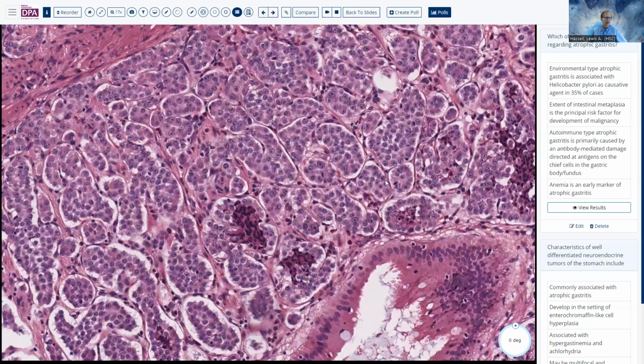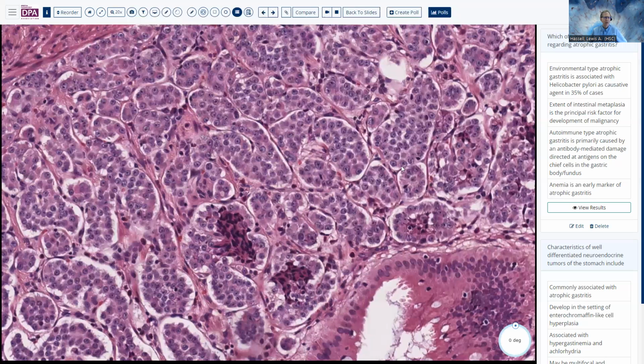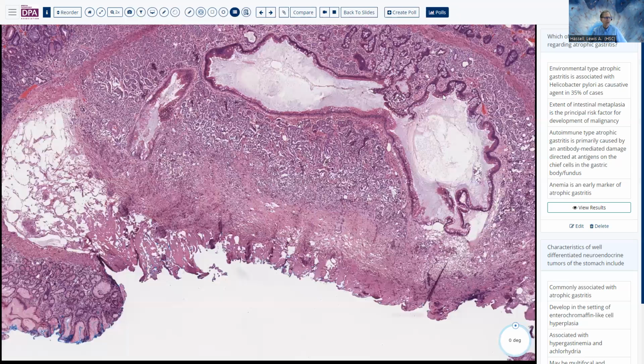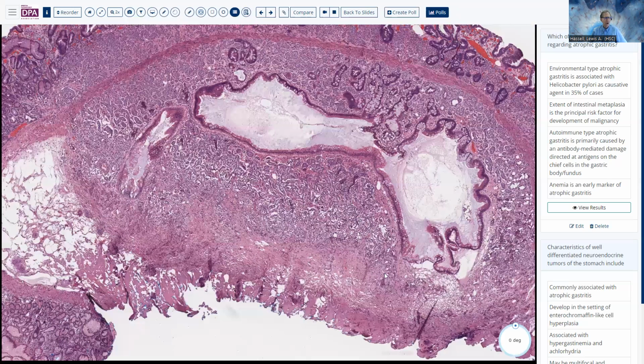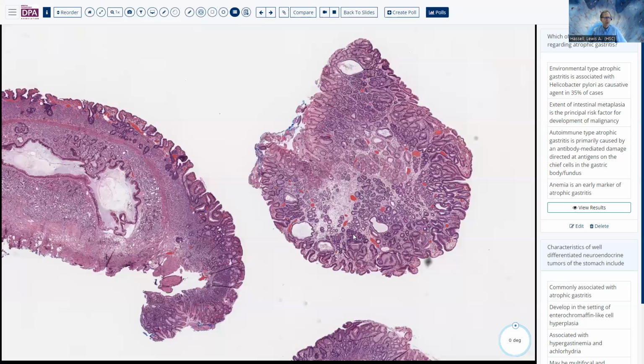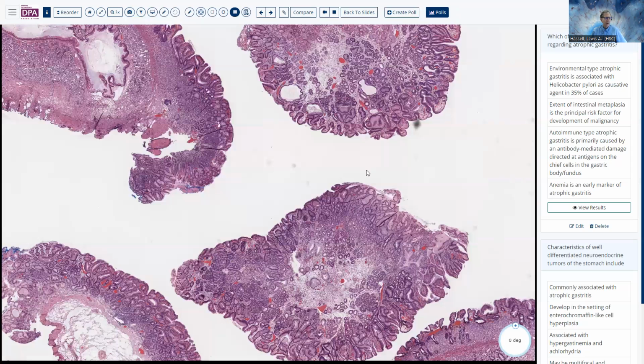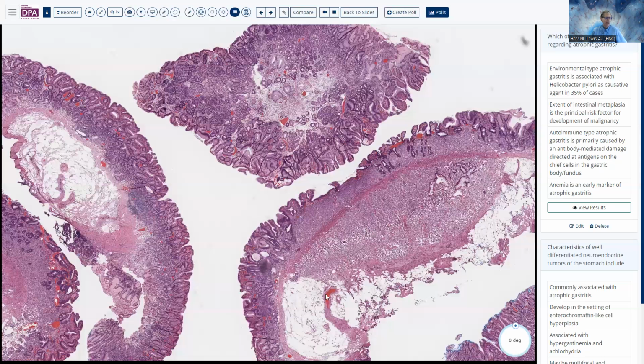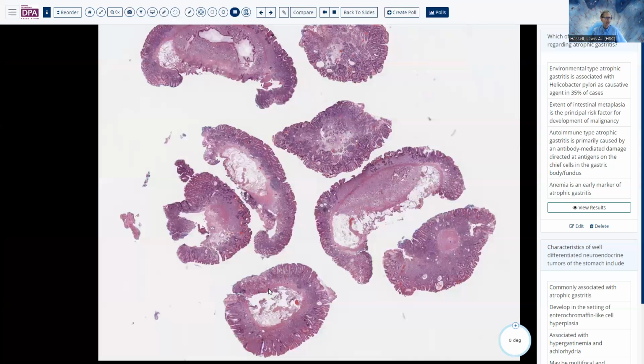And here we can see this nice nested pattern, granular cytoplasm, uniform round nuclei, small central nucleoli, sort of salt and pepper pattern nuclei, chromatin, and some superficial extension into the lamina propria and submucosa. So this is an example of a type 1 neuroendocrine tumor, in this case with this minor association of the glandular component.